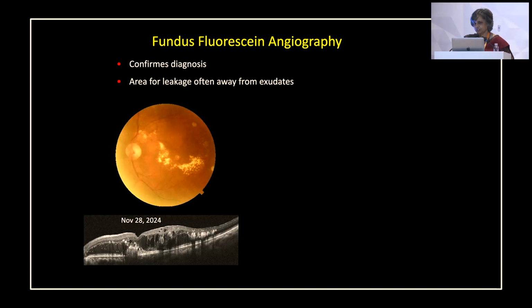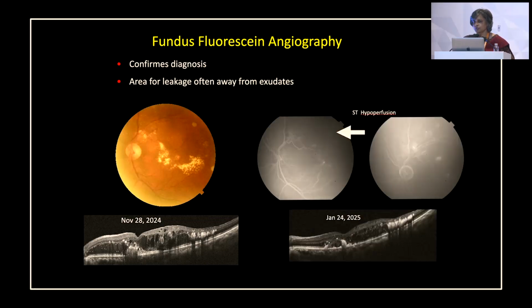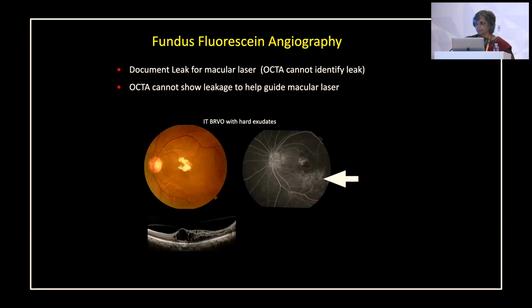For example, this patient came to me after several injections elsewhere, but he still didn't have a diagnosis. They were treating him as possible macroaneurysm, suction retinopathy, BRVO. So just one fluorescein and we got the superotemporal hypoperfusion showing BRVO. So now we have a diagnosis and we also know where to do the laser. The grid laser has to be applied superotemporally.